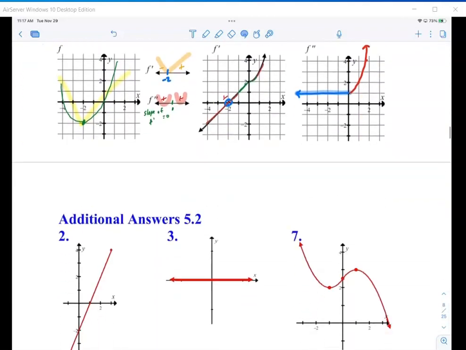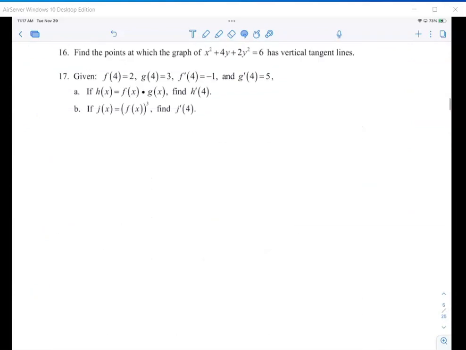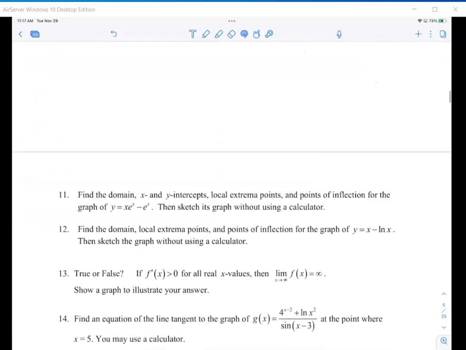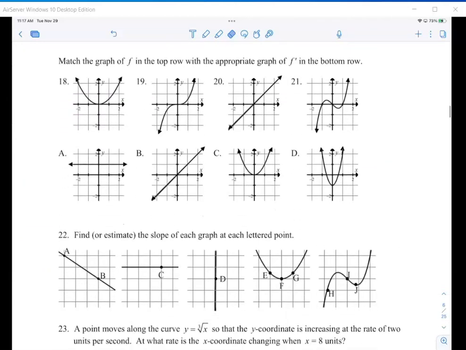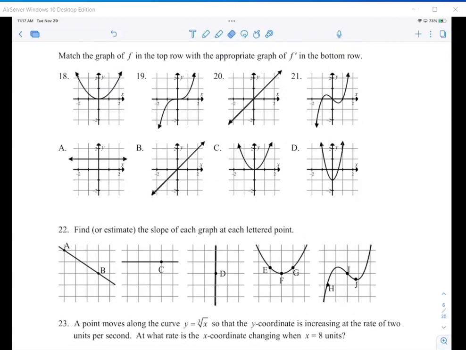Let's go ahead and go through. I actually want to go through some of these questions from yesterday, specifically, basically 18 through the end, because we're not going to have enough time to do this in class. Okay, match the graph of the top row. These are all F with the appropriate ones in the bottom row. If you want, what I would like you to do is pause the video right now real quick and just see if you can match these up by finding the slopes of these and then turning them into those. Okay, so take a second, just practice, see what you can get.